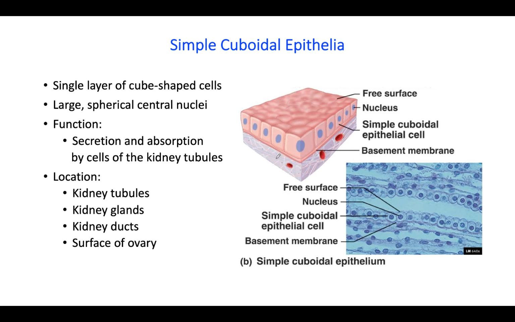So simple cuboidal epithelia: how they look, and based on that structure, what the functions are, secretion and absorption, and where you can find simple cuboidal epithelia in the human body, mainly the kidney region. Because in the kidney, much secretion and absorption takes place.